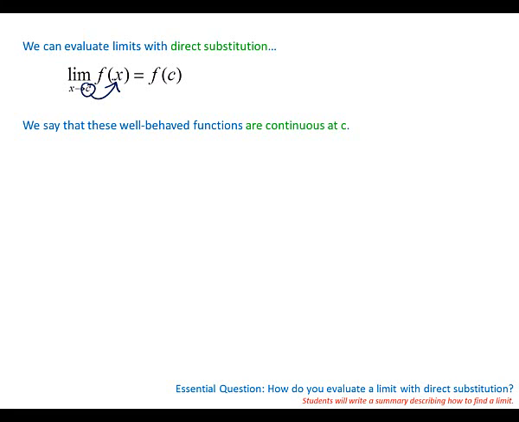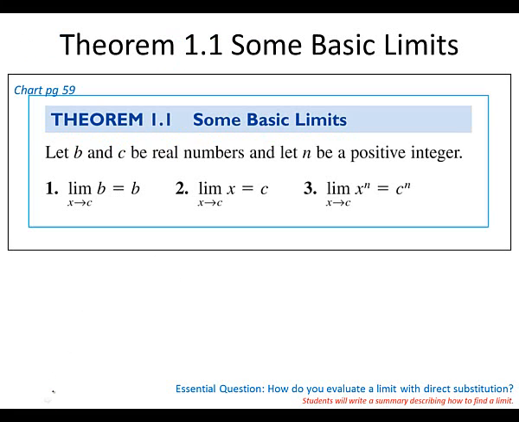We say that these well-behaved functions are continuous at c. There are a few times when that doesn't work. We might need to do something first, like maybe factor. Actually, no, it doesn't look like we see factoring today. Factoring comes tomorrow. So we're basically looking at the properties of limits today.